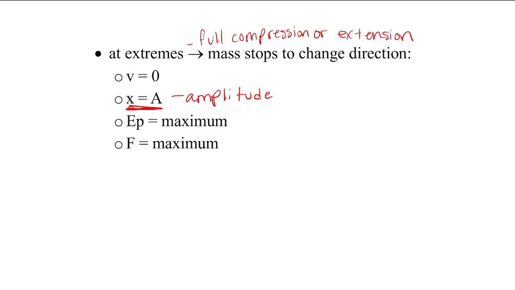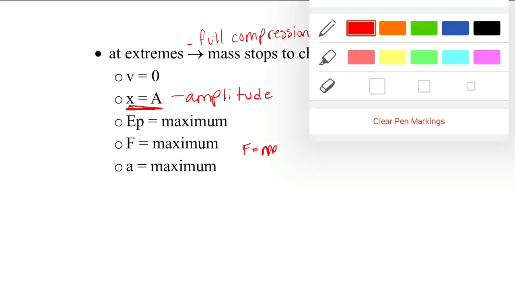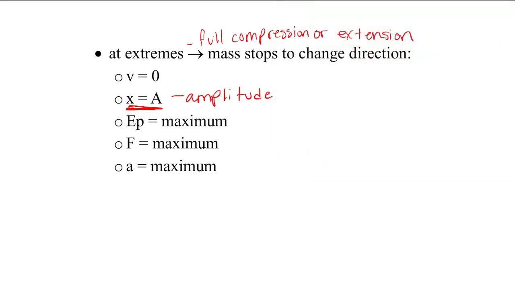And so if my force is at its maximum when it's at full compression or extension, acceleration, what's that going to be? Well, we know they are directly proportional, right? Force is equal to mass times acceleration. So whatever happens to the force, the same thing happens to acceleration. If force is at its maximum, then acceleration is at its maximum. If force halves, acceleration is half. That's how force and acceleration relate to each other.